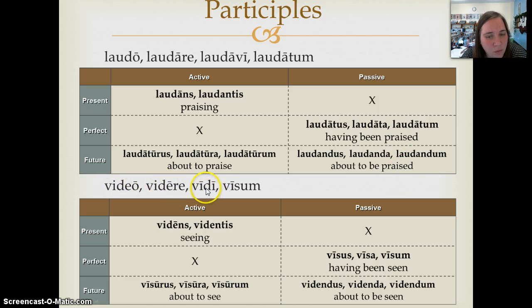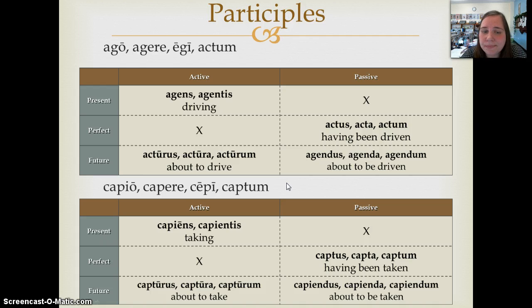Video, videre, vidi, visum, second conjugation. Videns, videntis, seeing. Visus, visa, visum. Visurus, visura, visurum. Videndus, videnda, videndum. And again, you should be writing these down in your notes. Don't just look through these or skip through this part of the video. Pause it and write these down as your notes so that you have this reference guide to go to should you have some questions.